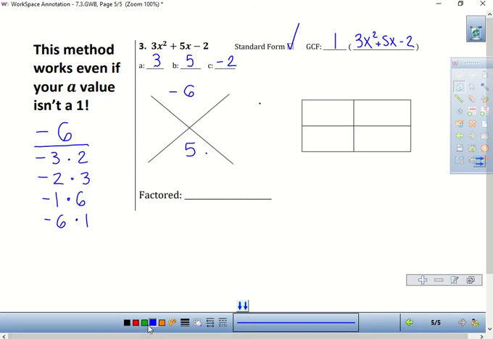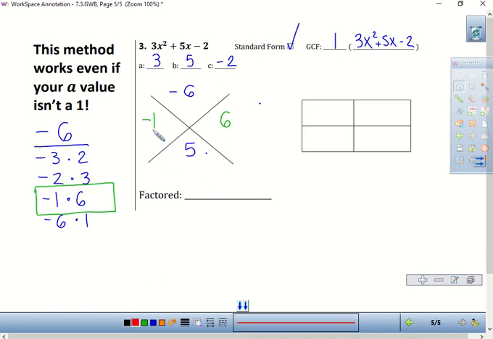So which one of these pairs adds up to a positive 5? Remember, we're adding them. So if you have $6 and I take away one of your dollars, how much do you have? Good. So -1 and positive 6 are going to be our two factors. Okay? So -1 is what you write here, and positive 6.